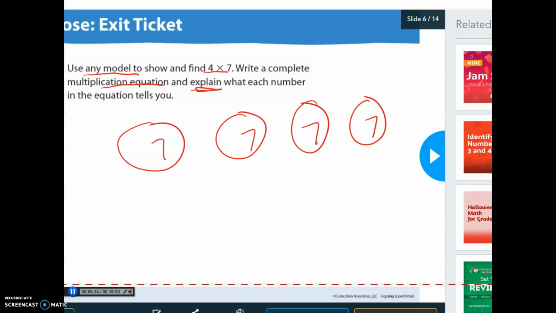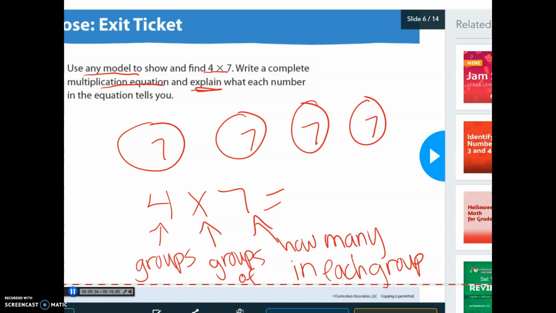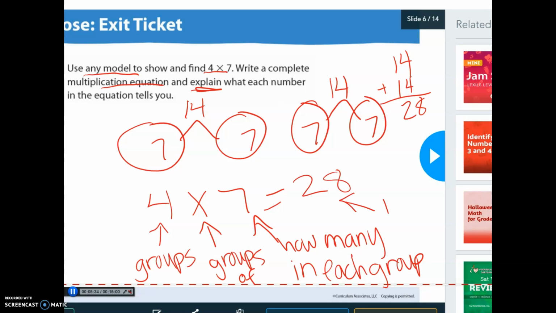But this is showing that I have 4 groups of 7. So this is the number of groups. This means groups of. And this is how many are in each group. Then to get the total, we need to put them together. So if I put those 2 together, that's 14, then these 2 together would be 14. And then if I put those together, that would be 28. So this is the total amount. So 4 groups of 7, with 7 in each group, would be 28 total. Go ahead and hit pause while you get that all written down on number 6.